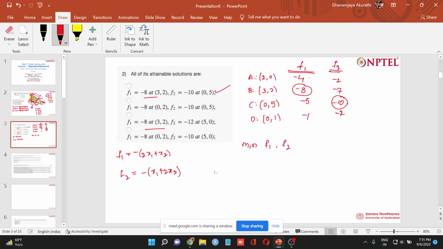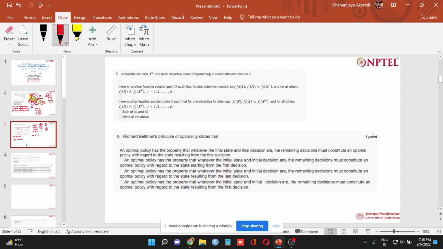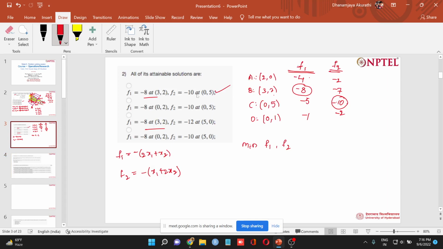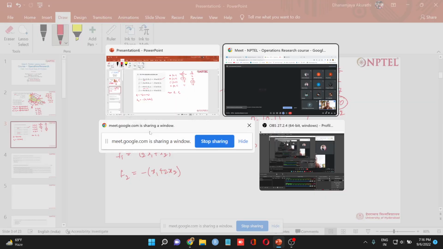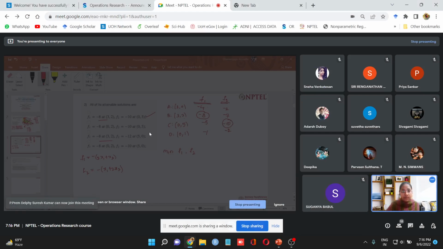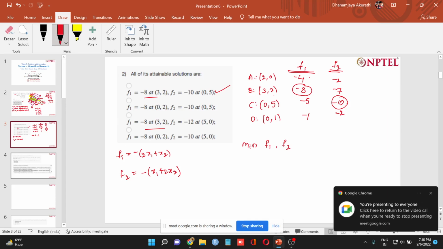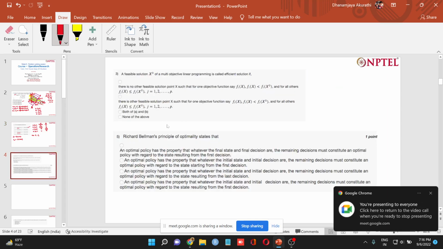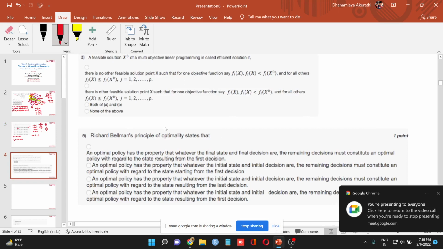Now, what is an efficient solution here? With the same problem, what is an efficient solution and what is an ideal solution? Here is another question. Up to the attainable solution, is there any doubt? No, ma'am. Okay, then coming to the efficient solution.